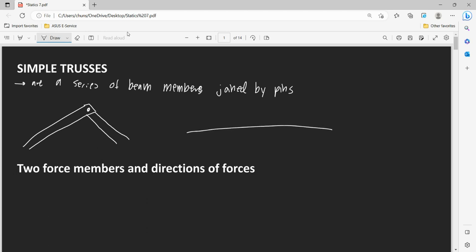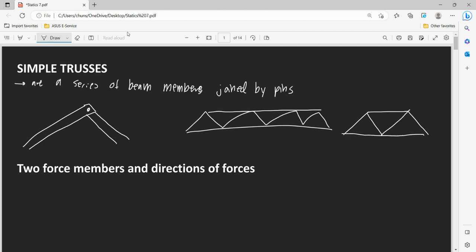So trusses can look like this. They can look like this. Basically the frames that you're used to seeing in bridges, for example. So there's lots of different members being used in these kinds of problems, so there's going to be a lot to break down for your forces.